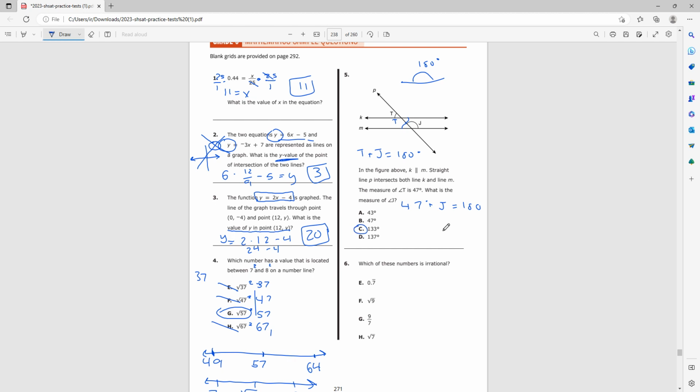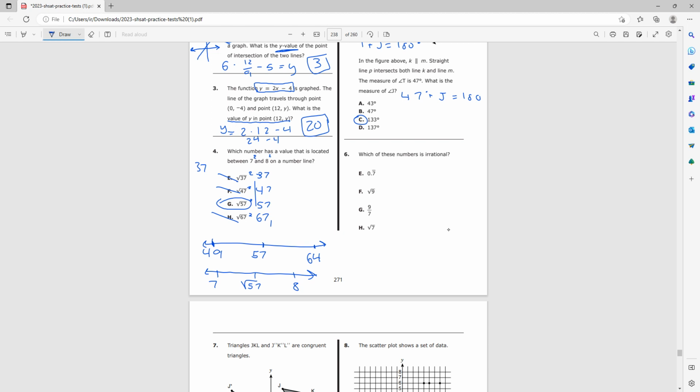Number 6 asks which one of these numbers is irrational. If it's irrational, we're looking for a non-terminating, non-repeating number. So what this means is our number is going to go on forever and it's not going to follow any pattern. Looking at choice E, 0.7 bar. What that bar means is that this number is equal to 0.7777 and it goes on forever being 7. That is repeating because it's 7 repeating forever, so it can't be that.